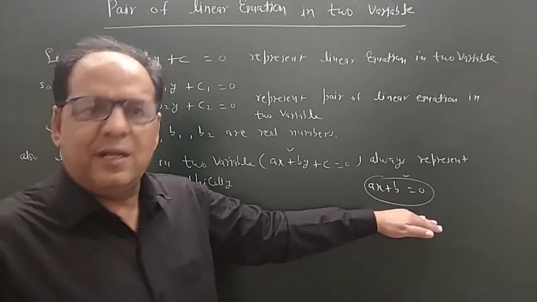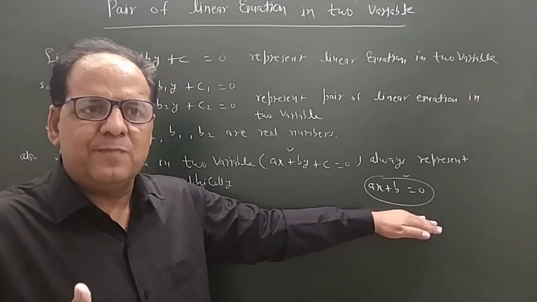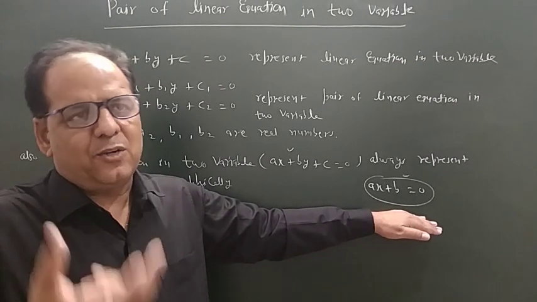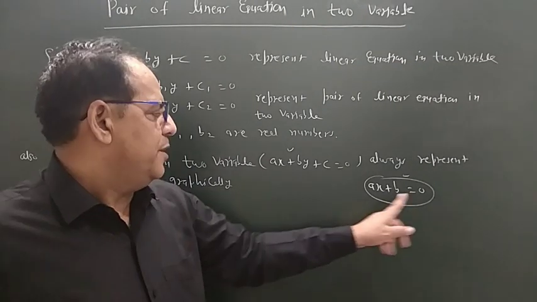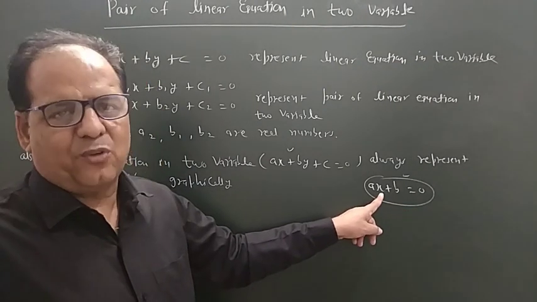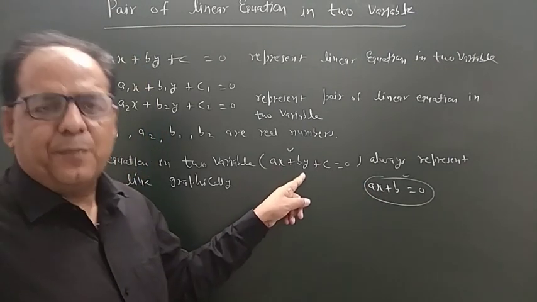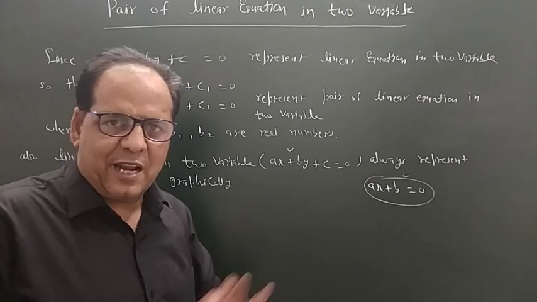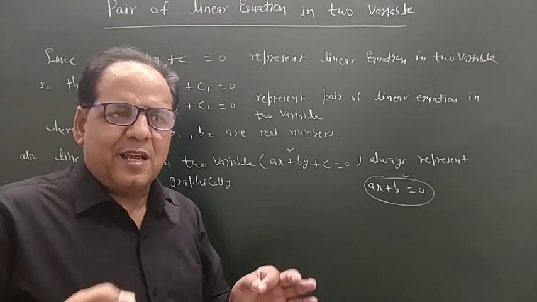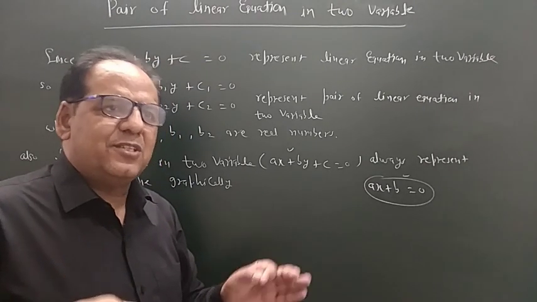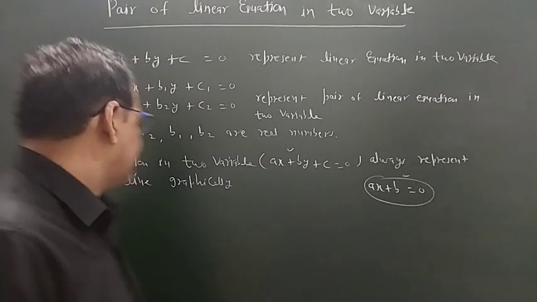The graph of a linear equation in one variable is always a straight line parallel to the x-axis or y-axis, depending on the variable x or y. Similarly, the linear equation in two variables represents again a straight line, but this straight line passes through the x-axis and y-axis both.